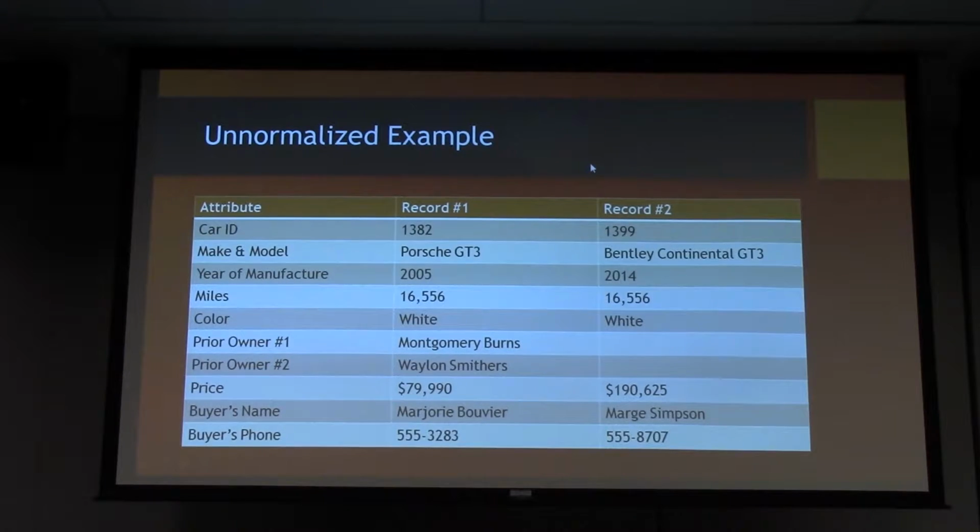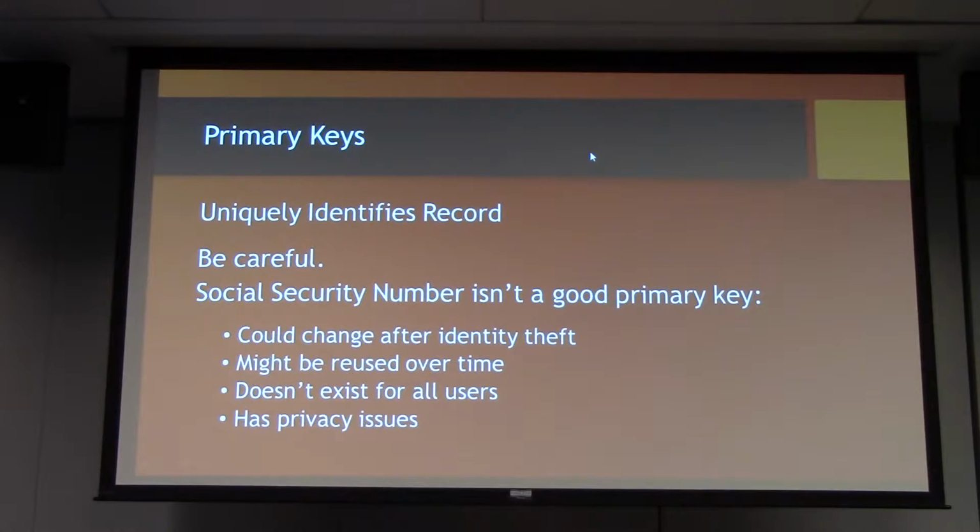The task we're going to perform now is called normalization. We're going to fix this database so that we don't have any of those problems we just discussed. First thing you do is you make sure that you have a primary key for your database. This is something that uniquely identifies your record. Sometimes things that look like they're a good unique key that could identify your subject might not necessarily be a good solution. Social security number is an example of that.